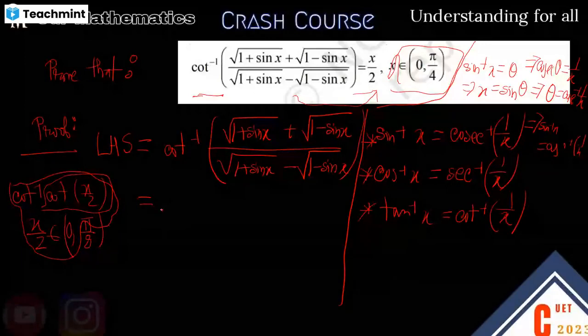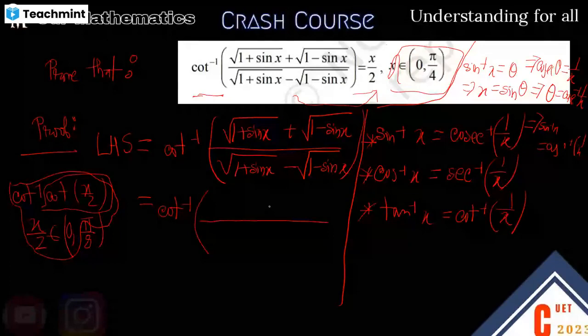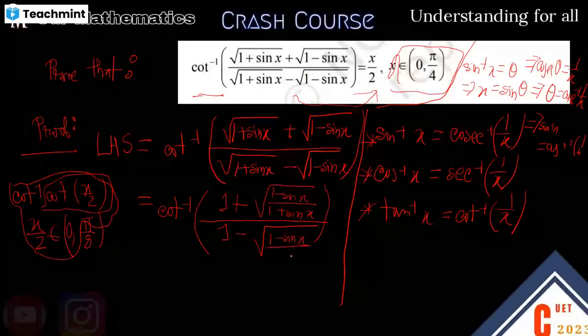How do we make this? Let's do this. So we have cot inverse of root over 1 plus sin x, and root over 1 minus sin x. Let's divide by root over 1 plus sin x on both sides, meaning top and bottom we divide by root over 1 plus sin x. What do we get? It will become root over 1 minus sin x divided by 1 plus sin x, and 1 minus root over 1 minus sin x divided by 1 plus sin x.